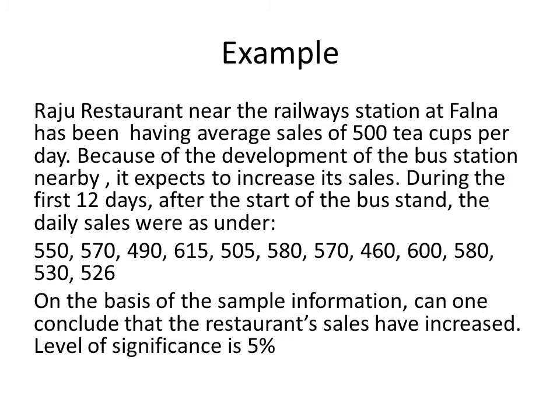Now this is the example with which the t-test will be clear to you. The example says Raju restaurant near the railway station at Falna has been having average sales of 500. That means the population mean is equal to 500.